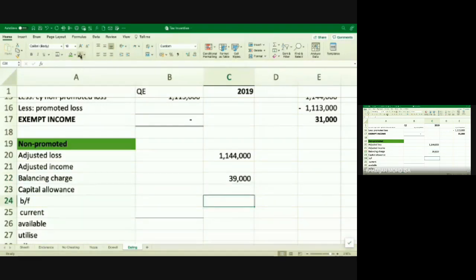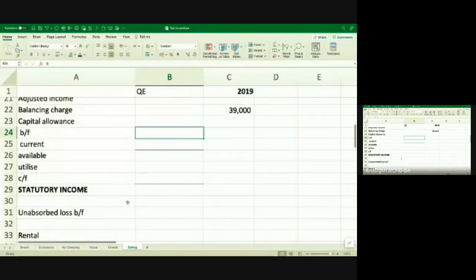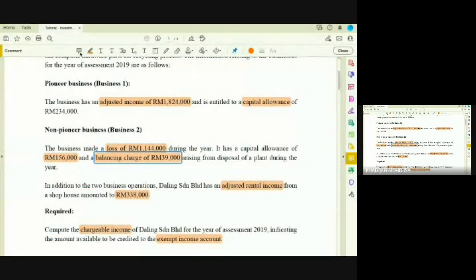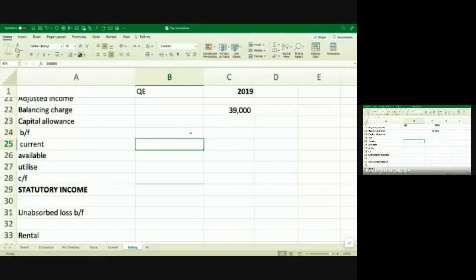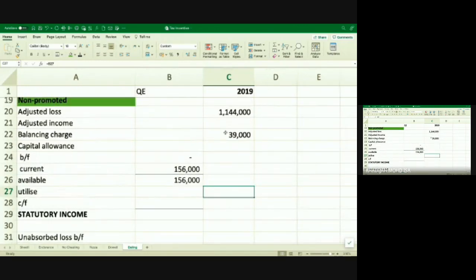And your capital allowance, as I showed earlier in this form, you don't have any brought forward. But for the current year, you have a capital allowance of 156,000. So 156,000 is available, brought forward plus current. You have 156,000 CA, but how much you're going to utilize depends on how much is your adjusted income here. Even though the adjusted income is nil, you have a balancing charge of 39,000, so you're going to utilize 39,000. If you utilize 39,000, that means you have CA available to be carried forward of 117,000.